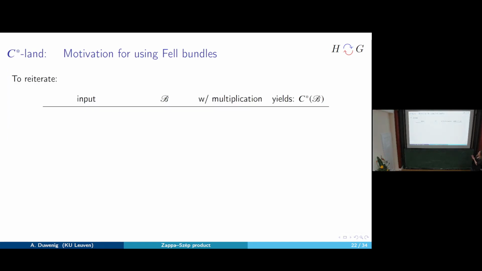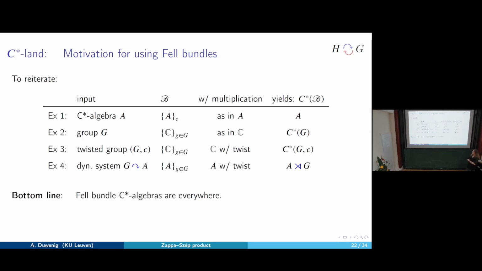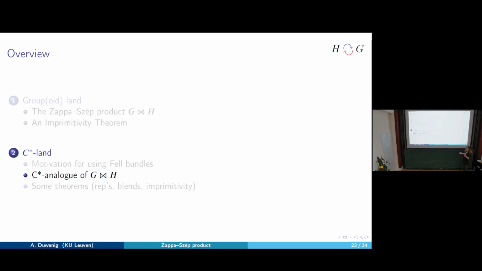So just to reiterate, my input a C-star algebra, I can get a C-star algebra. My input a group, I can get a group C-star algebra. My input a twisted group, a twisted group C-star algebra. A dynamical system, the crossed product. So I hope that I have explained why Fell bundle C-star algebras are actually everywhere. You might actually want to learn about them. And let this be the absolute minimum to take away from this. Right? Okay, so you've now had a steep introduction into Fell bundles. And now I can actually give you our definition of the Zappa-Szép product within C-star land.